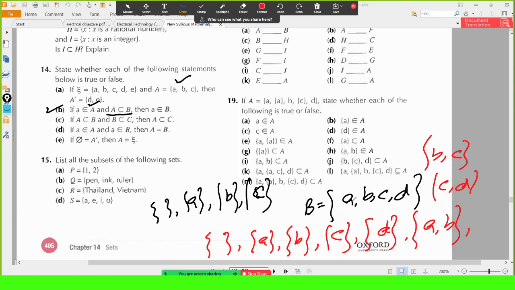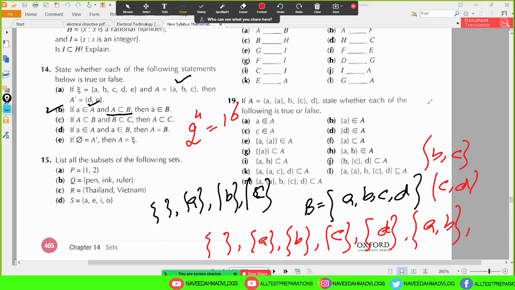How many subsets will be made? If you want to count how many subsets will be made, you will need to take the power of 2. What power? 1, 2, 3, 4. 2 to the power of 4 is equal to 16. So it means that 16 subsets of this set will be made. 1, 2, 3, 4, 5, 6, 7, 8. We have written up to 8. Let's write the rest as well.